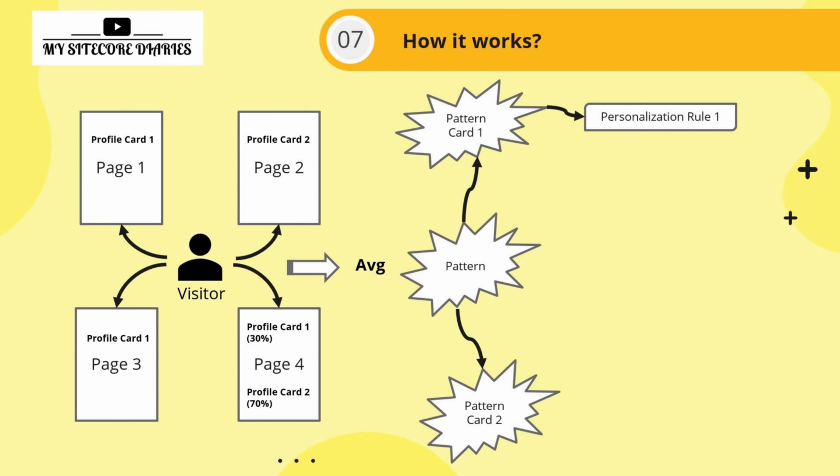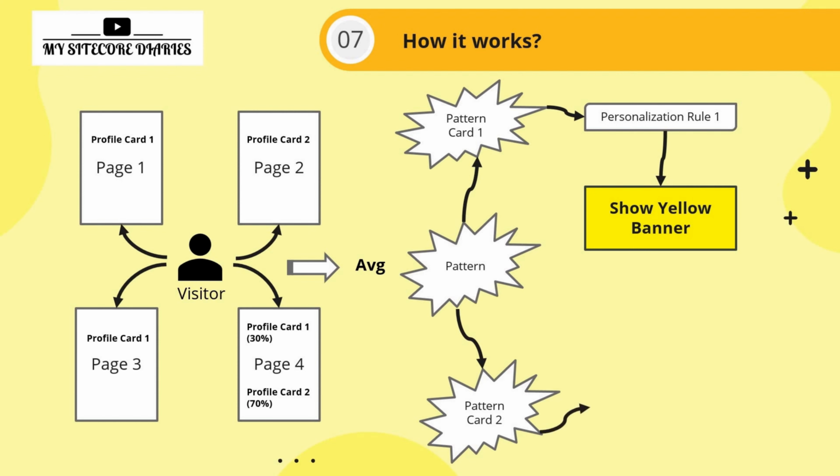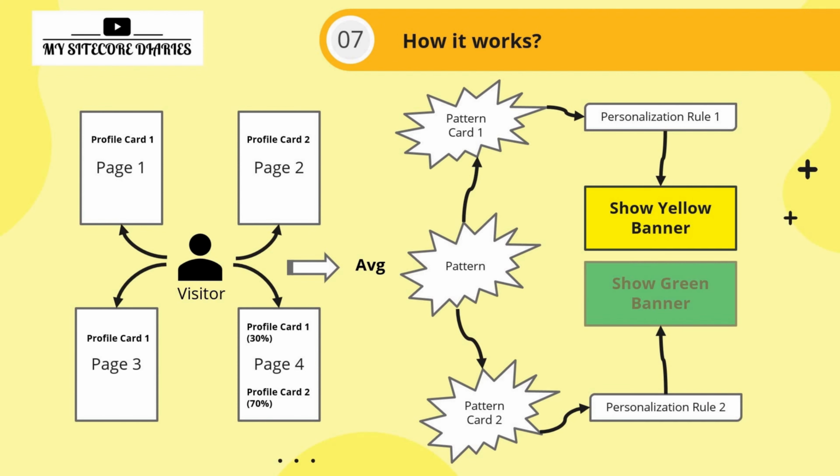So assume that you will set a rule like if pattern card 1 gets matched, then show the yellow banner. Okay, so it will show the yellow banner. And if it is matched to personalization rule 2, that is pattern card 2, then show the green banner. That kind of rule you have set up.